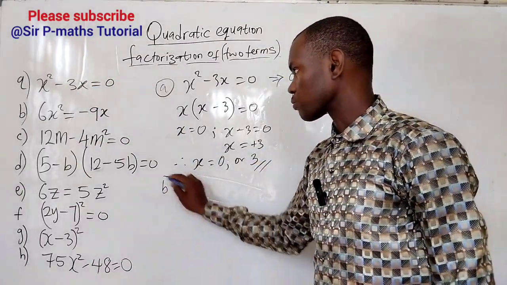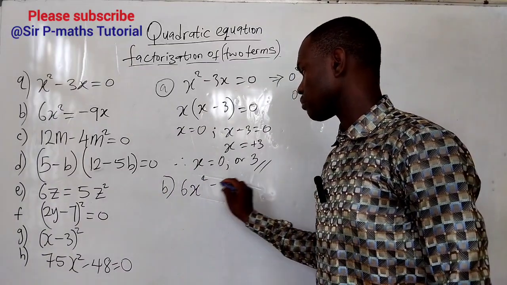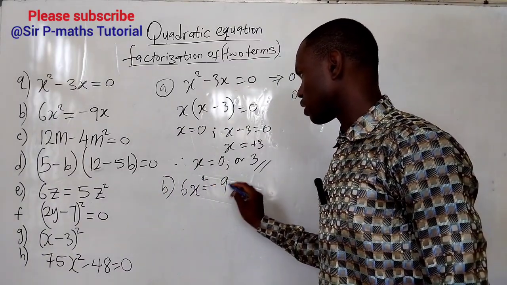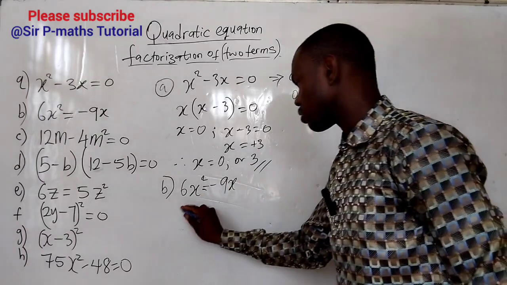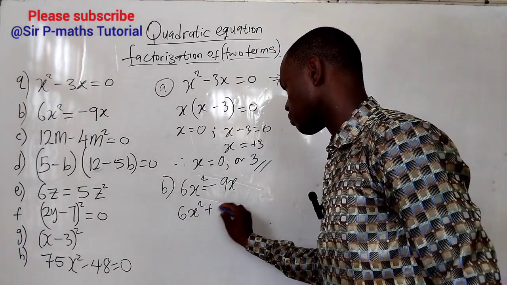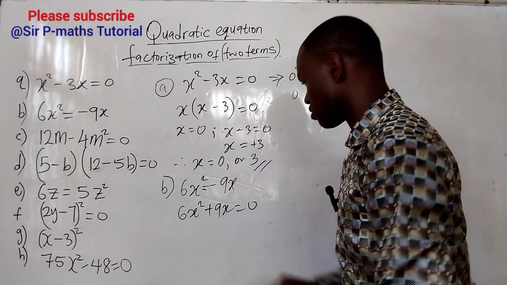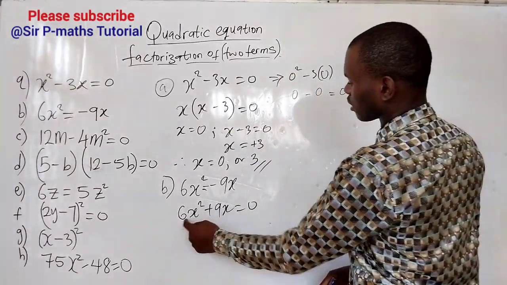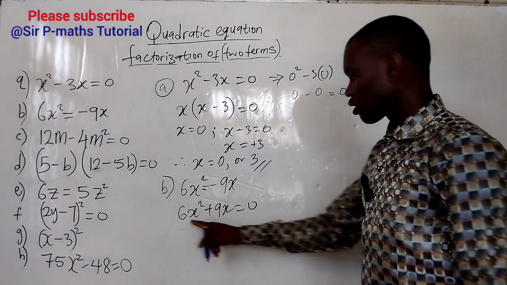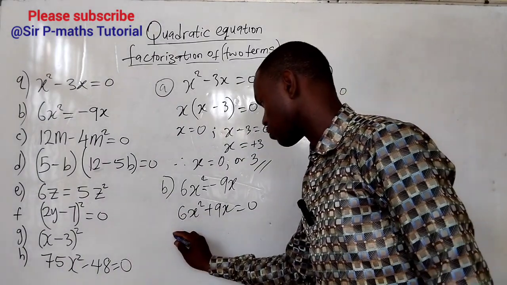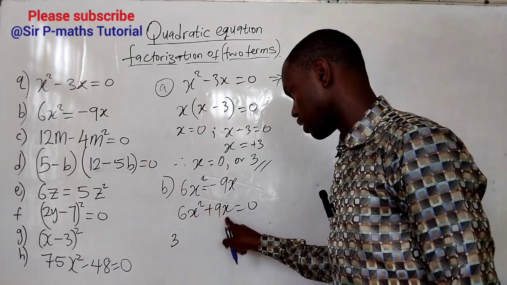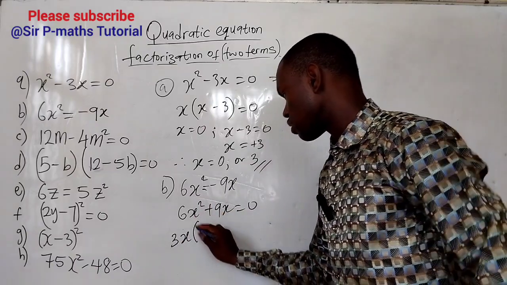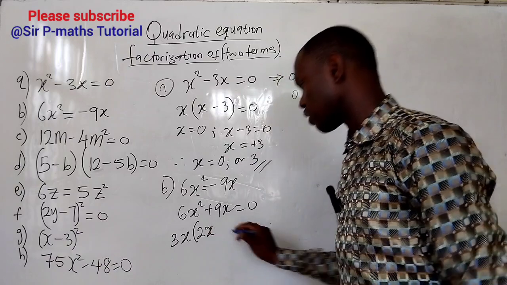Let's solve the second one. 6x squared equal to minus 9x. Carry 9x across the equality sign. We have 6x squared plus 9x equal to 0. Check out for the common term between the two terms. I have 6 and 9, 3 is common. I have x squared and x, x is common. Now what I'll have remaining here is 2x.